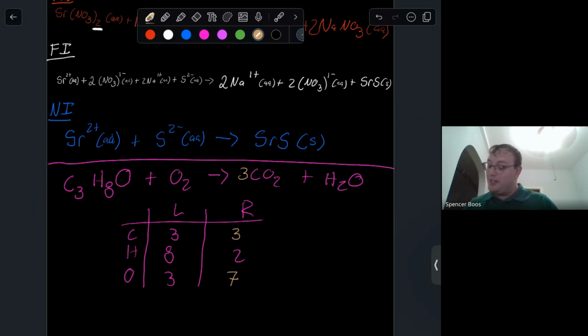Our hydrogens, I've got 8 on one side, 2 on the other. So if I put a 4 here, this would get us 8. Oh, and we've got to update our oxygen counts too. Looks like we've got 10. All right. Now we're going to be in a little bit of a pickle. We had 7 oxygens initially on the right.